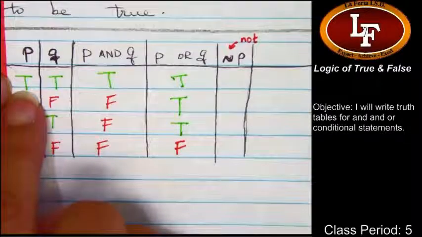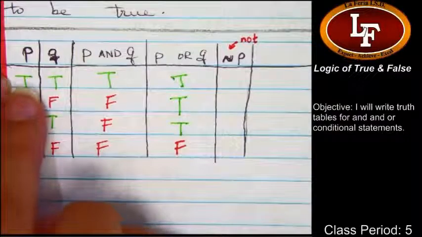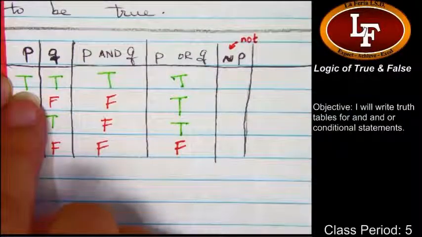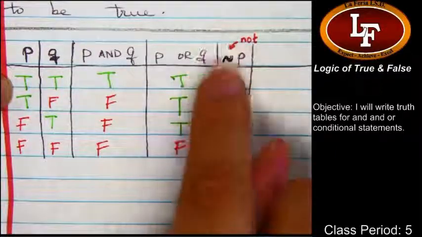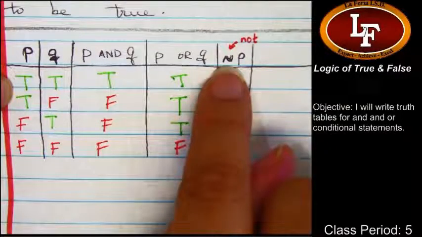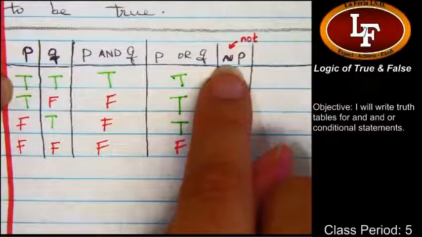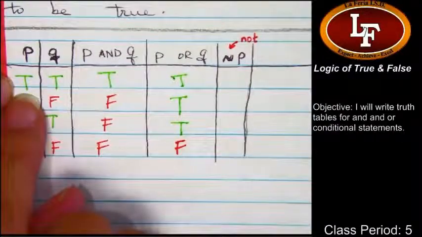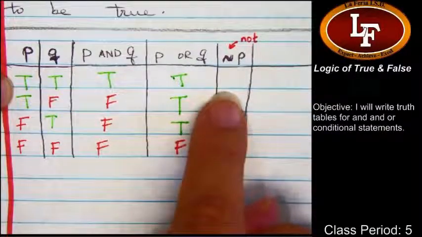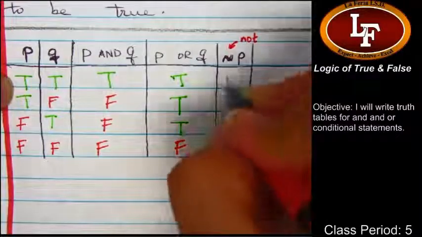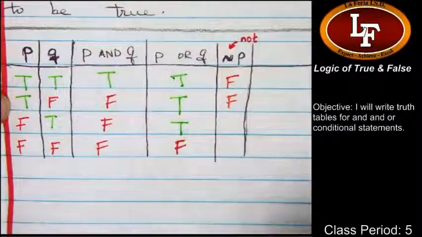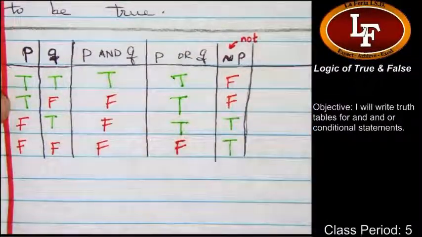Don't overthink it. This little symbol means not. So opposite truth value. So if I gave you true, not P would be false. That's right. All right, so fill out your not P truth column real quick.